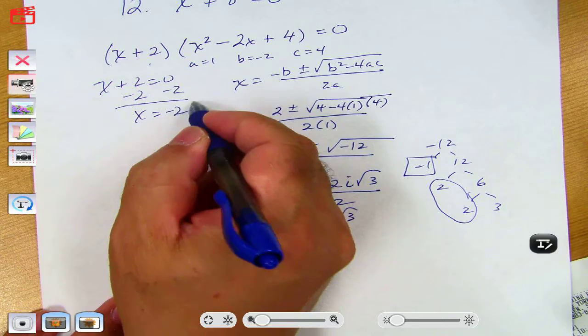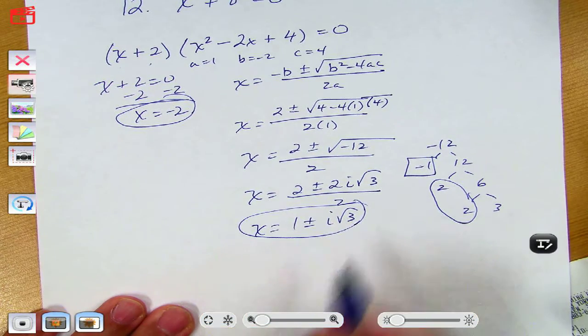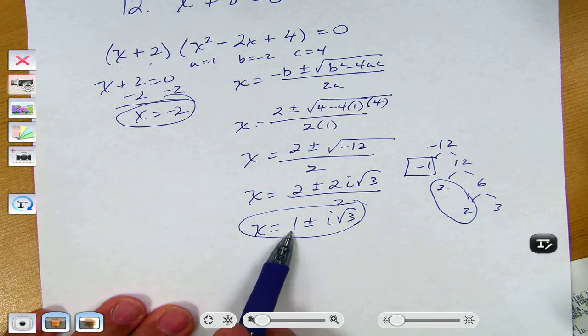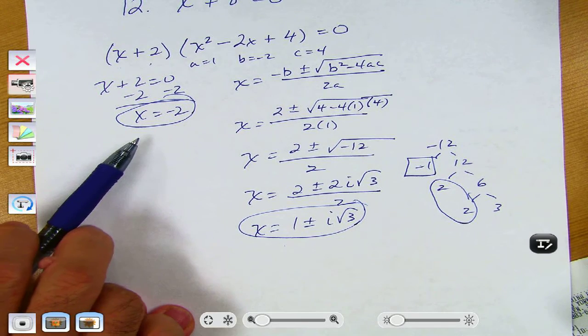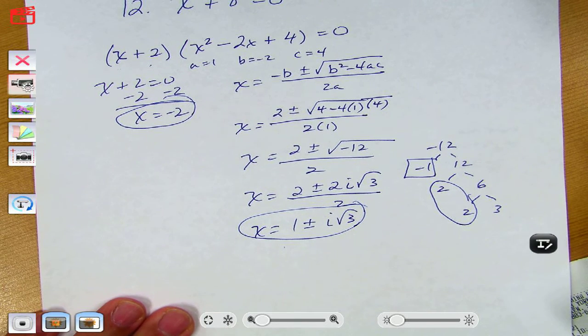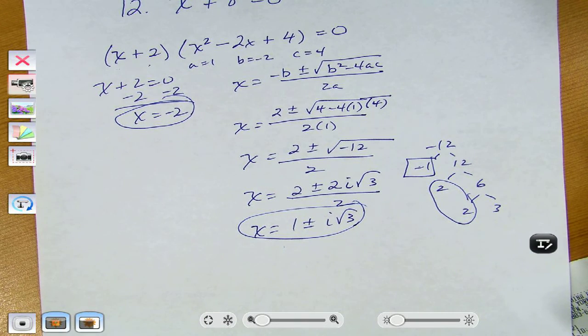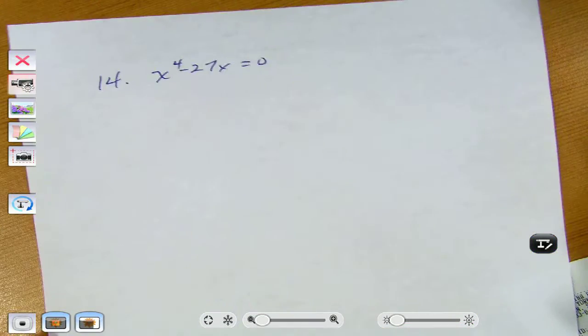So we have 3 answers. Remember, this counts as 2 answers: 1 plus or minus i root 3, and x equals -2. That is problem 12. Same request, I have number 14.